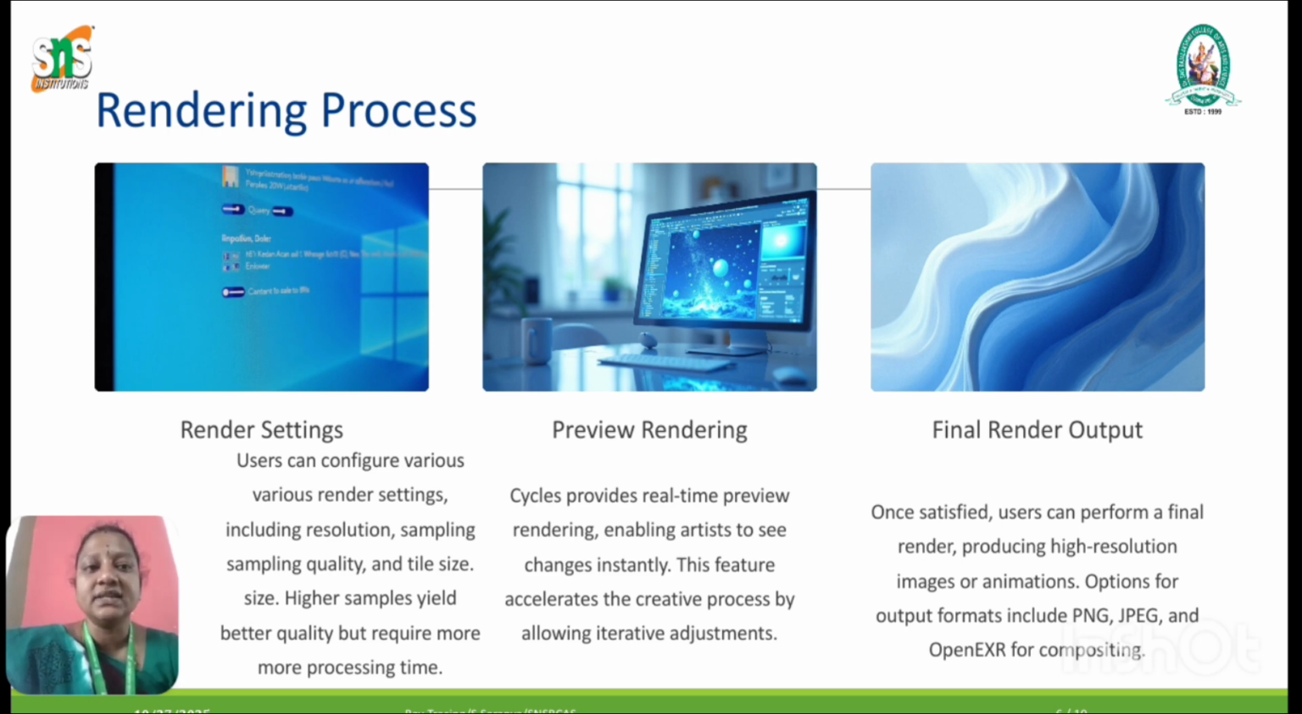The next is the final render output. Once satisfied, the user can perform a final render, producing high resolution images or animation. Options for output formats are PNG, JPEG and OpenEXR for compositing. Moreover, after following these three steps, we can see the final output by saving the file on our device.